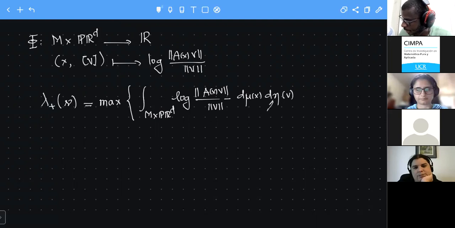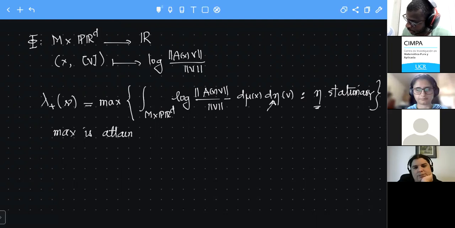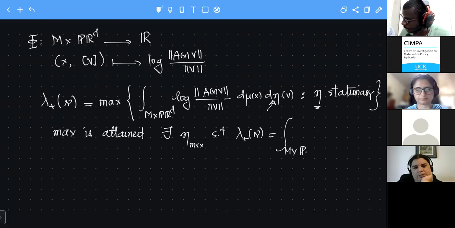I will explain who is eta. So eta stationary. And this maximum is over all these eta, and the maximum is always attained. So there are measures, there is a measure eta that I can call eta max, such that this lambda plus of mu is given by the integral over M times PR^d of the logarithm of the norm of A_X V over the norm of V, d mu of X times d eta max of V.